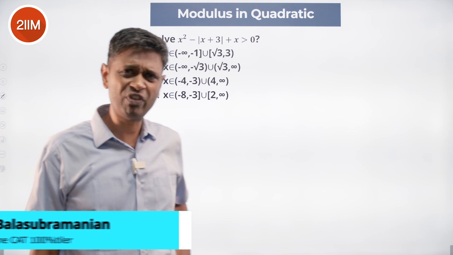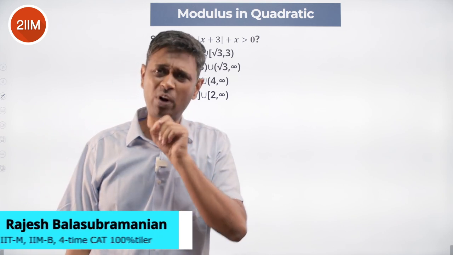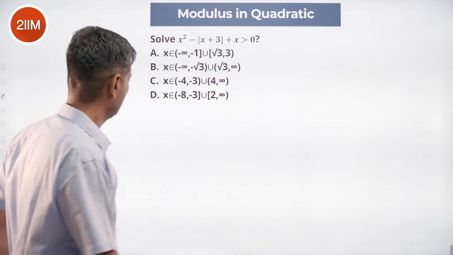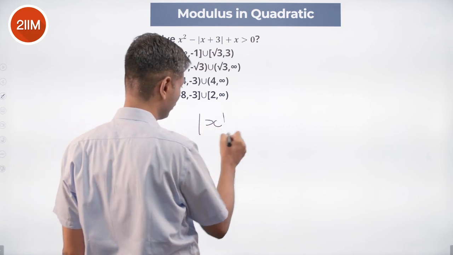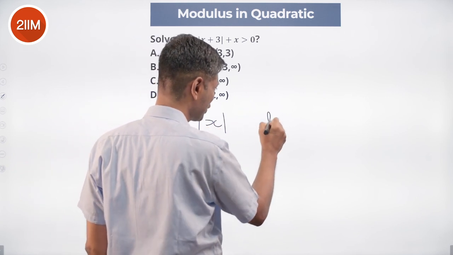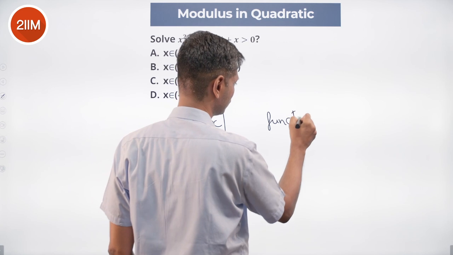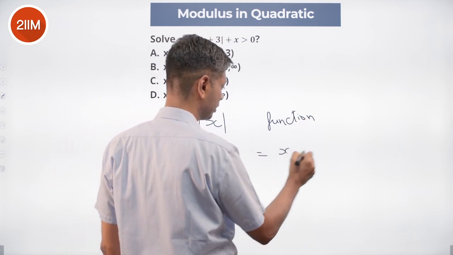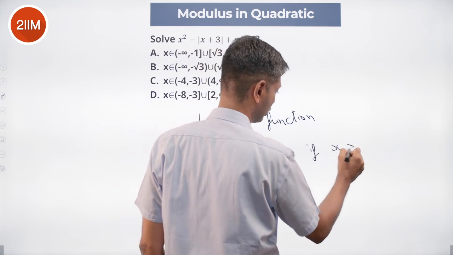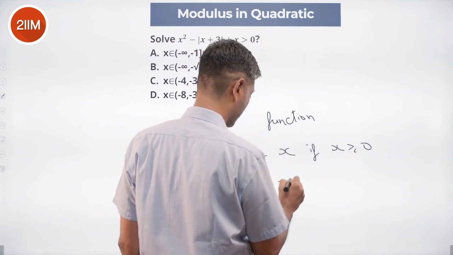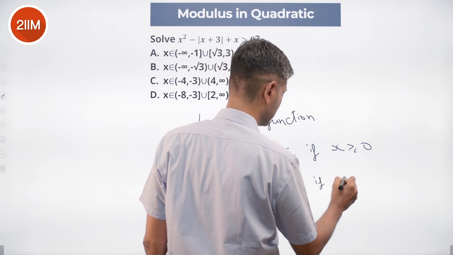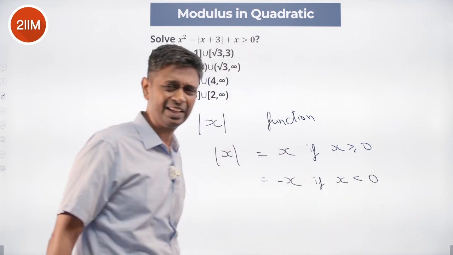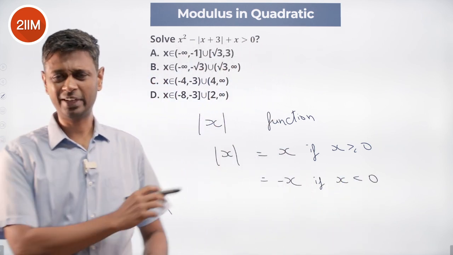This modulus idea is very interesting. I'm going to treat modulus in one other way. Treating modulus of x, defining it as a function: modulus of x is equal to x if x is greater than or equal to 0, equal to minus x if x is less than 0. We can say less than or equal to 0, it doesn't matter. 0 can get treated either way.